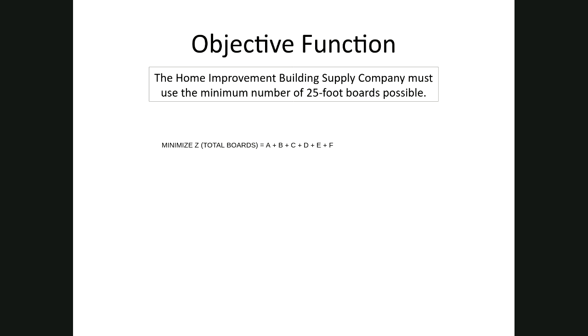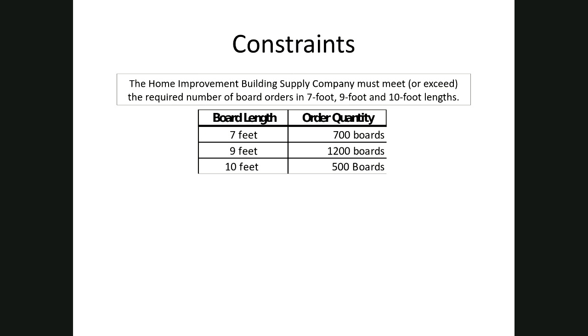Okay. So now let's go on and talk about our constraints. How are we going to address our constraints? And we really will know in each case. For example, we need to meet at least, equal to or greater than, 700 boards. We need to have equal to or greater than 1,200 boards. We need to have equal to or greater than 500 10-foot boards, and so forth.